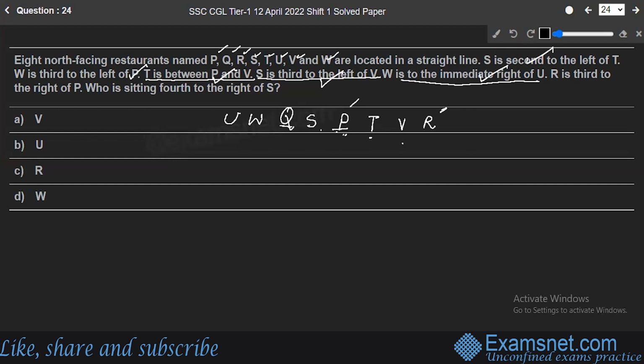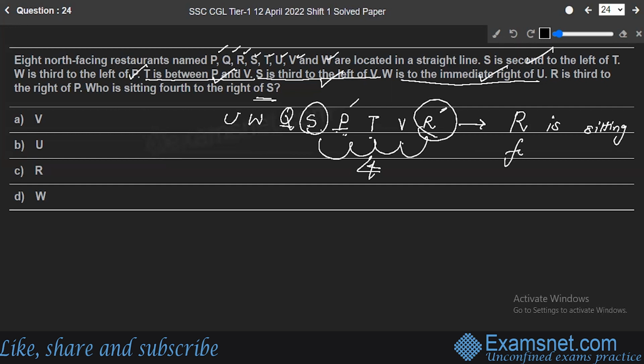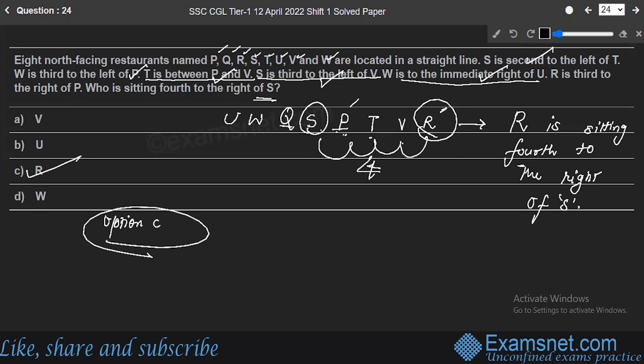So now what is the question? Who is sitting fourth to the right of S? Here is S. This is right: 1, 2, 3, 4. So R is sitting fourth to the right of S. Right? So option C is the answer. Hope you are clear.